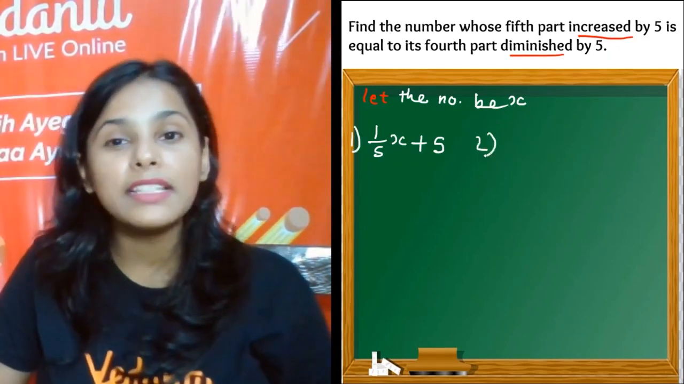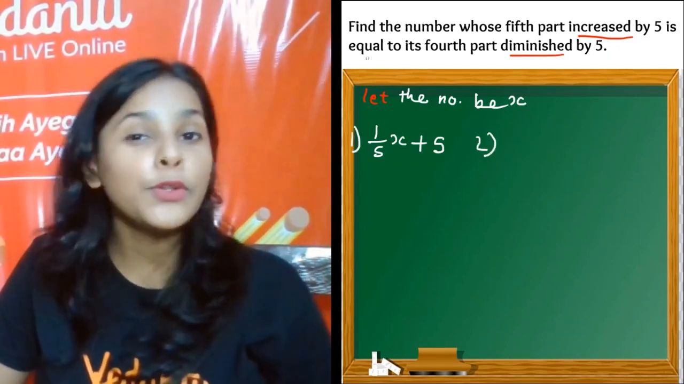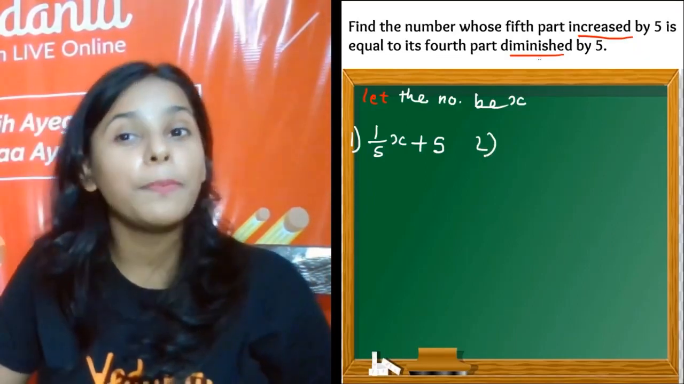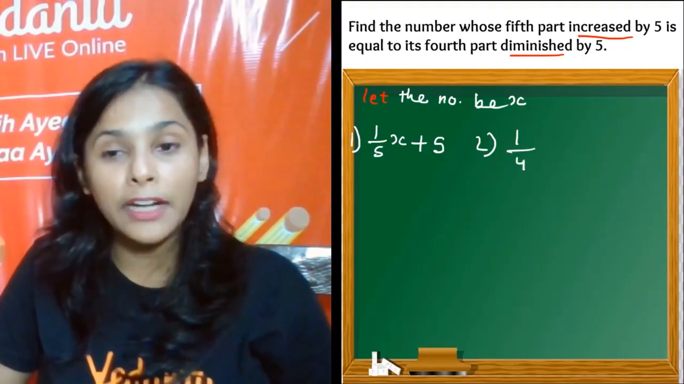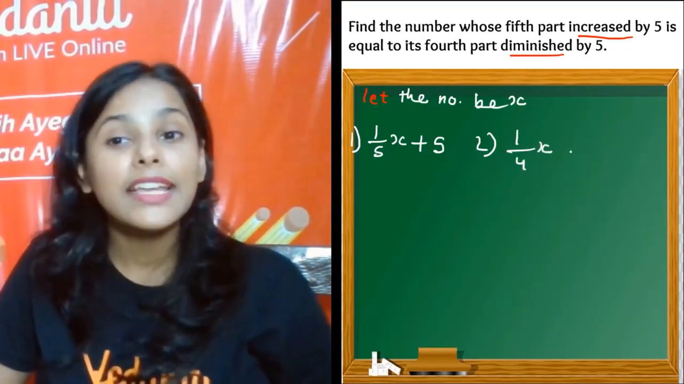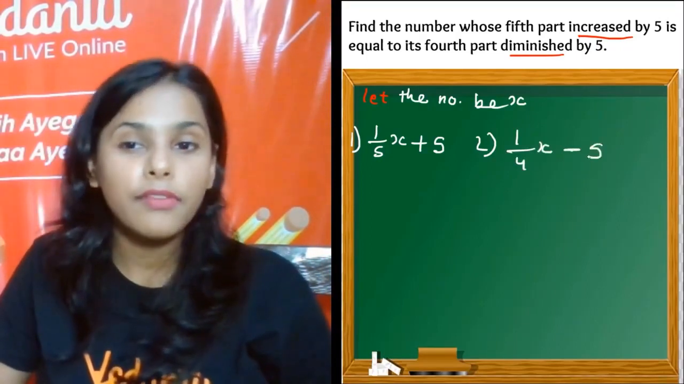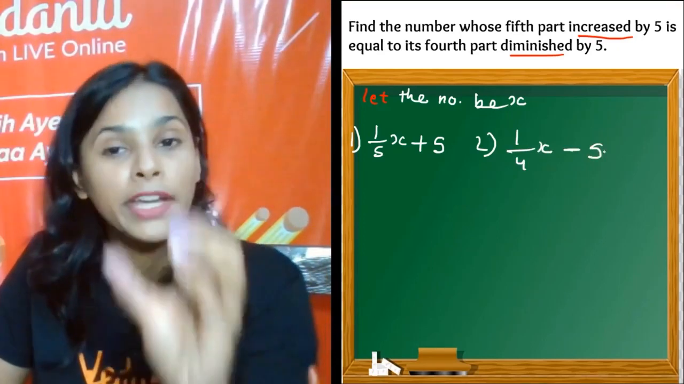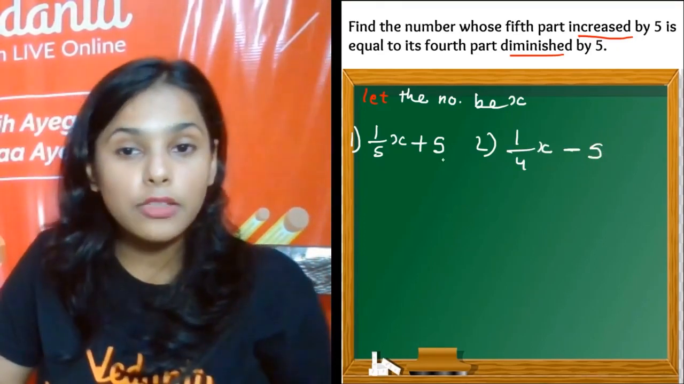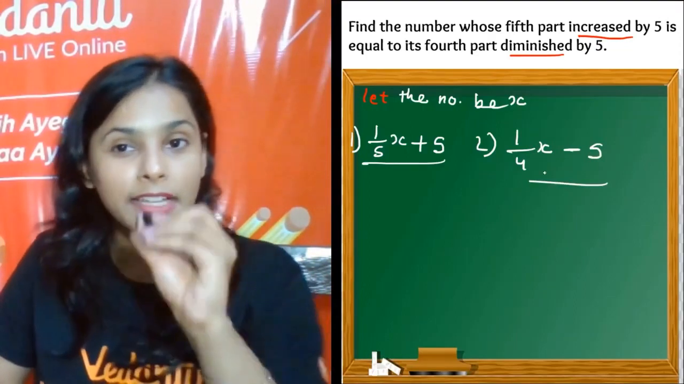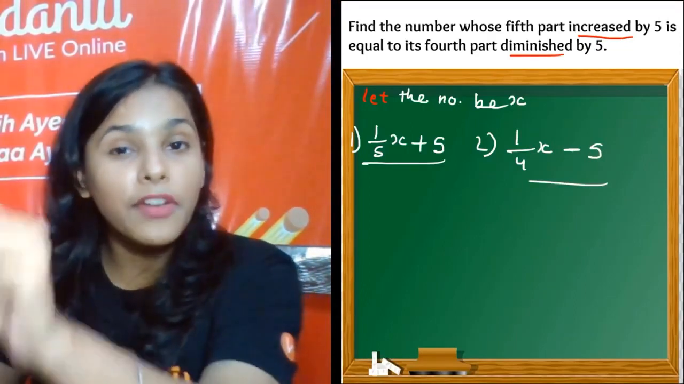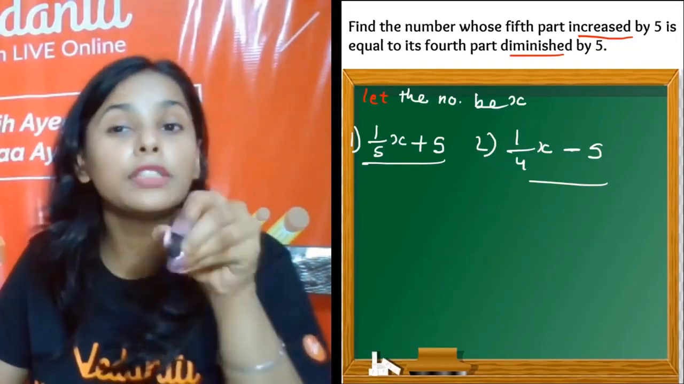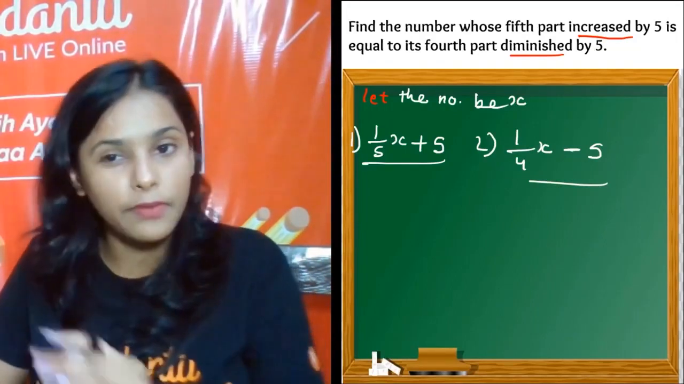Now the second part says that it is equal to its 1/4 part diminished by 5. So the 1/4 part of x, the number, is decreased by 5. And according to the question, this would be equal to this, as it is being told. The number whose fifth part increased by 5 is equal to its fourth part decreased by 5.